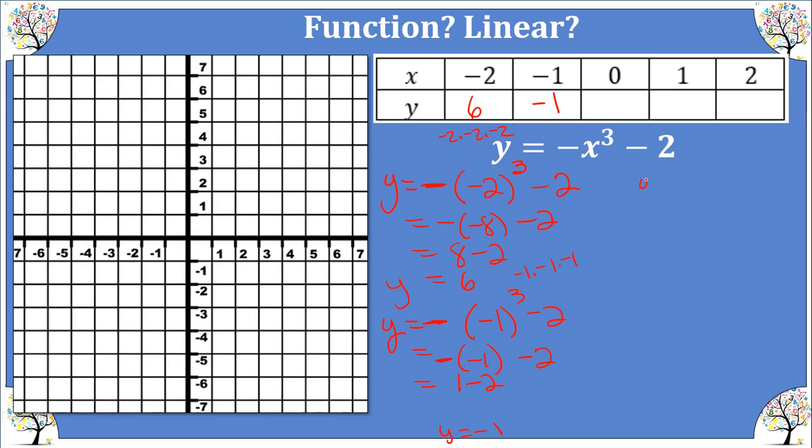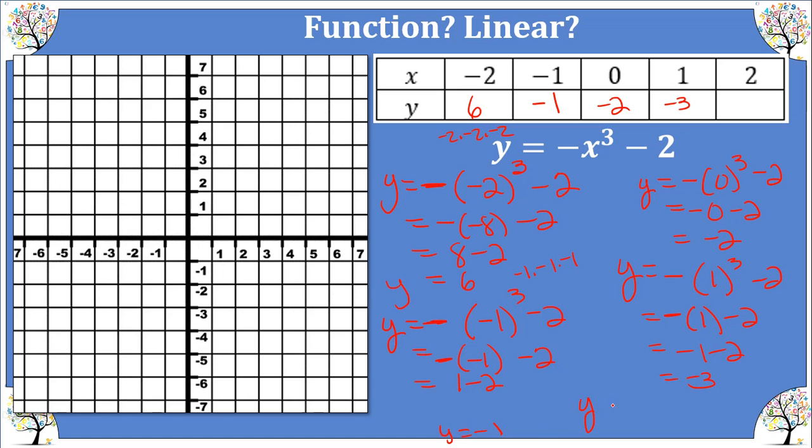Now we're going to plug in 0. I love plugging in 0 because it just totally wipes out that term. So I'm going to get negative times 0, which is going to be negative 2. Now we're going to be very careful, and we're going to plug in a positive 1. When we cube positive 1, we get positive 1, but we have a negative here. So we get negative 1 minus 2, which gives us negative 3.